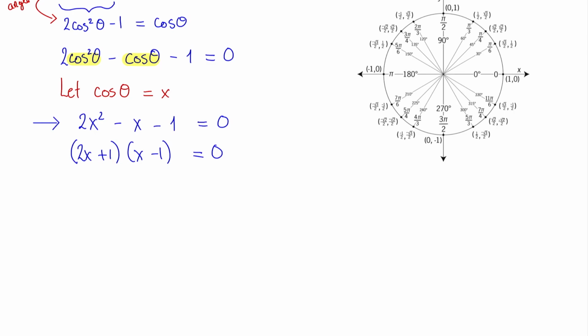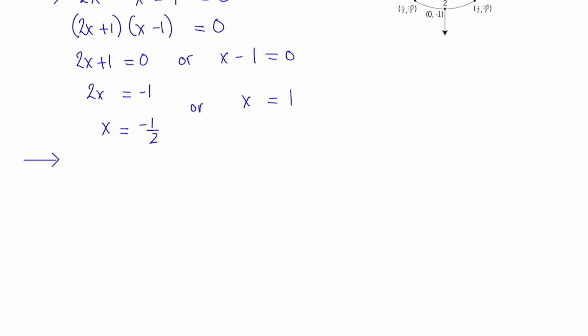And from here, I'll let 2x plus 1 equals 0 and x minus 1 equals 0. And I will solve for x from these two equations. I will have 2x equals negative 1 and x is negative 1/2, or x is 1. So I found x for this equation. X is either negative 1/2 or 1. And x is actually cosine of theta. So cosine of theta is equal to negative 1/2 or cosine of theta is equal to 1.